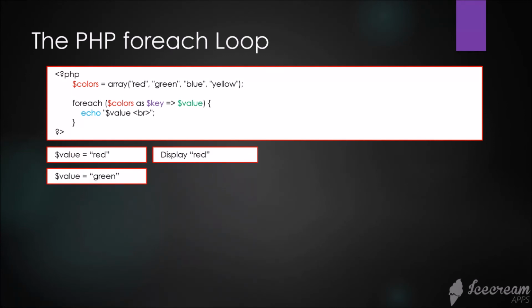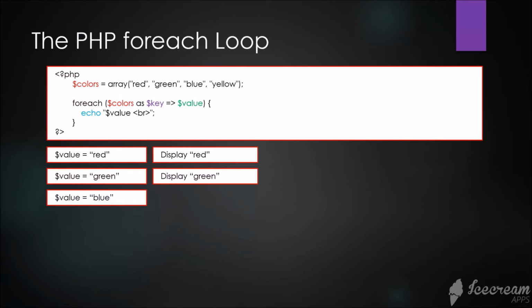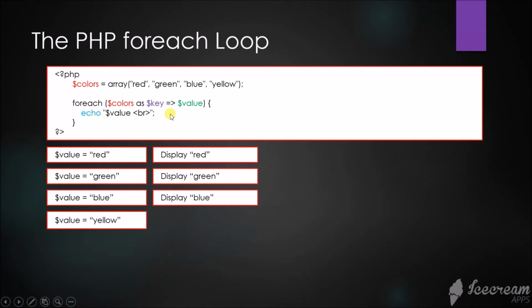And after that, on the second iteration, green will be assigned. Then we display green. Then on the next iteration, the value blue goes to the variable. Then we display it again. Then on the next iteration, the value yellow goes to our variable.